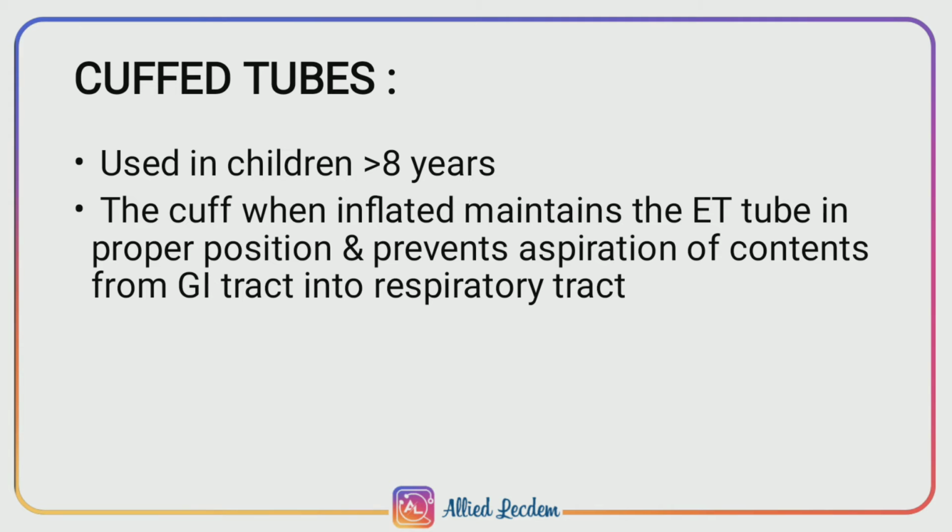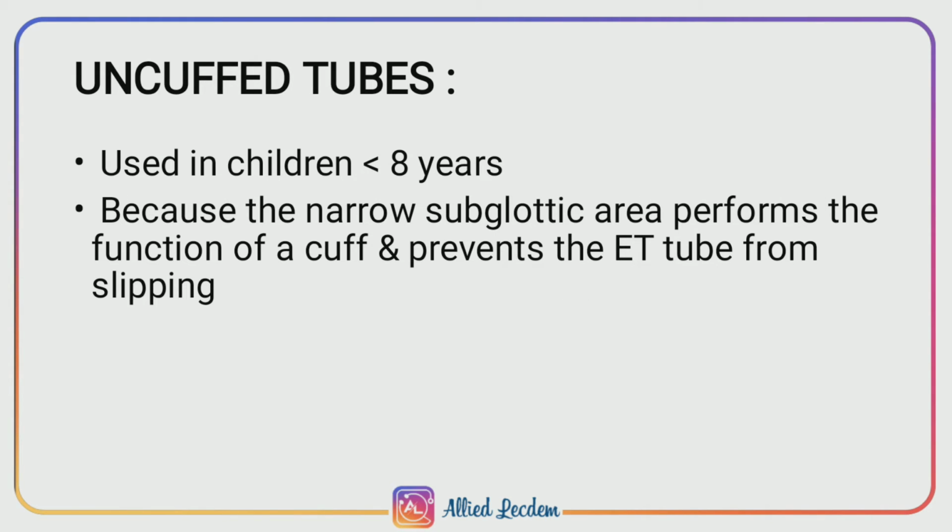Cuffed tubes are used in children older than 8 years and adults. The cuff, when inflated, maintains the ET tube in proper position and prevents aspiration of contents from the GI tract into the respiratory tract. Uncuffed tubes are used in children younger than 8 years, pediatrics, because the narrow supraglottic airway performs the function of a cuff and prevents the ET tube from slipping. Which means that in pediatric patients, the airway is very constricted, so you don't need a cuffed tube to prevent any aspiration, and because of their narrow airway, the tube will not slip into the patient.